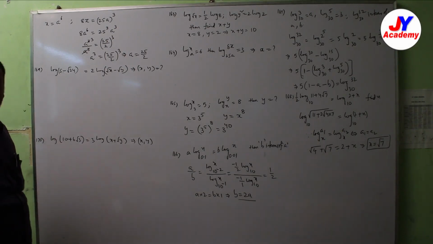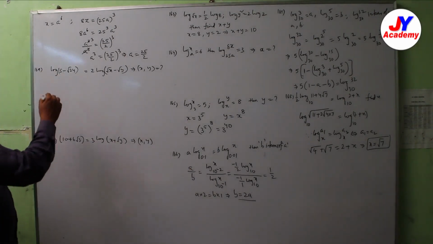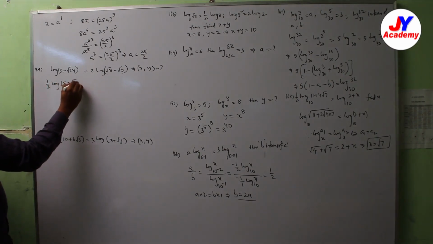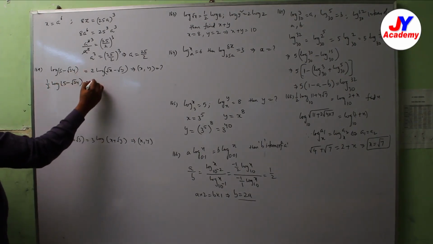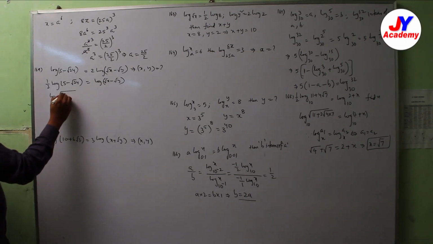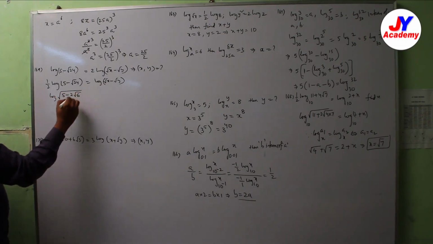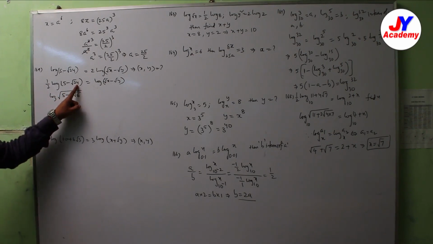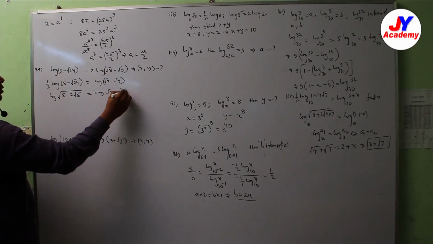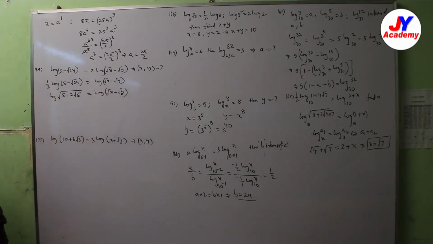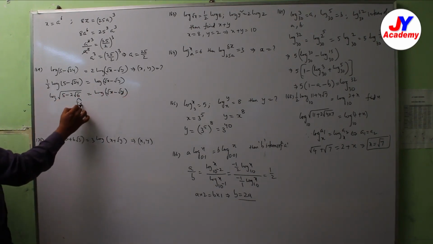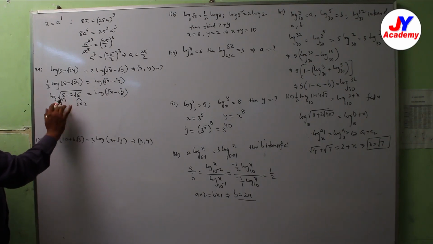So this is by 2. Half log (5 minus root 24) is equal to log (root x minus root y). So log root over (5 minus 2 root 6) is equal to log (root x minus root y). Both are with the same base, which means this one equals this one. So it is 3 times 2, it is 3 plus 2.